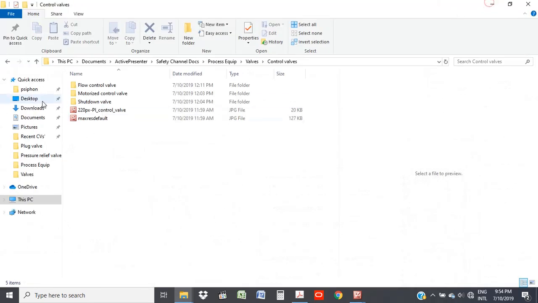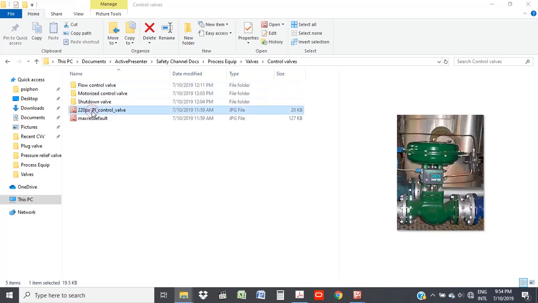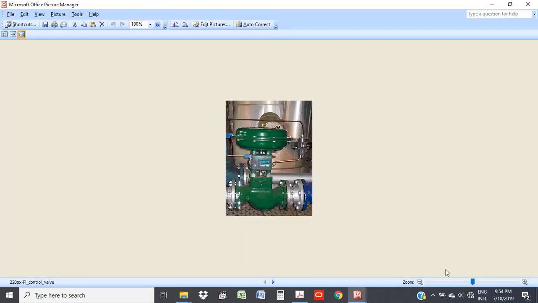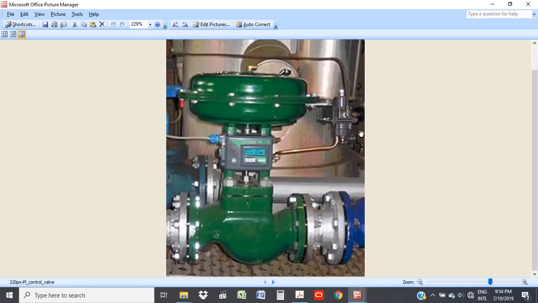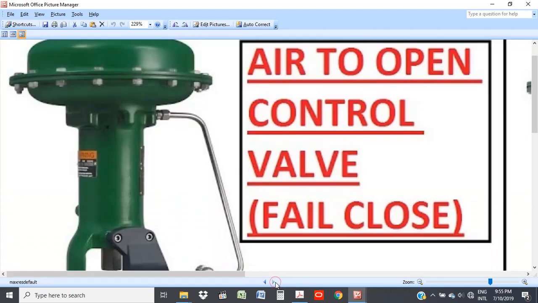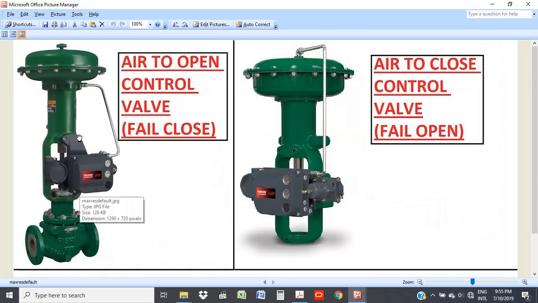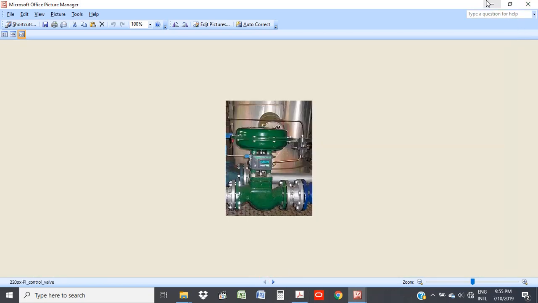So let me show you a picture of what they look like. Control valves have an actuator on top, which is a place where there's instrument air, or a device on top which actually allows it to open or close without you actually having to do anything. So this is what a control valve looks like. Air to open control valve, it will open up, and air to close control valve, it will actually close down. You can see that it will open up, it will close. That is very, very necessary in dealing with control valves.